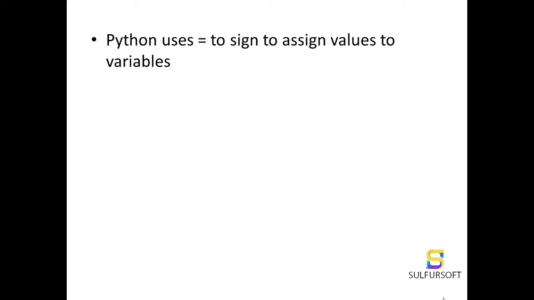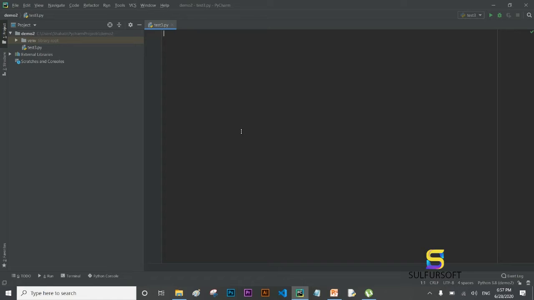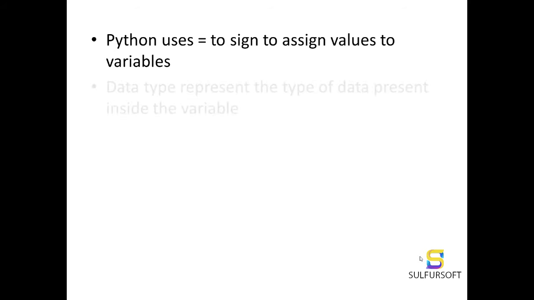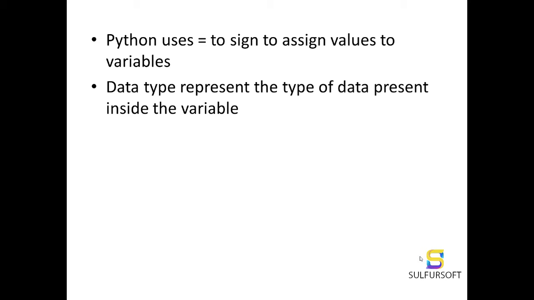As I have already discussed in previous videos, if we want to declare a variable, then the equal to sign is used, and a variable is assigned a value after the equal to sign. A is equal to 10. 10 is the value assigned to the variable or identifier whose name is A. Data type represents the type of data present inside the variable.